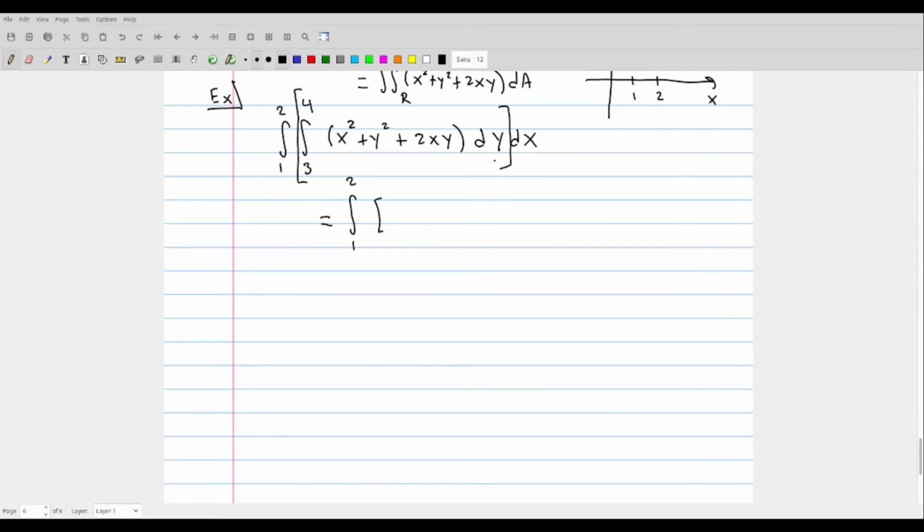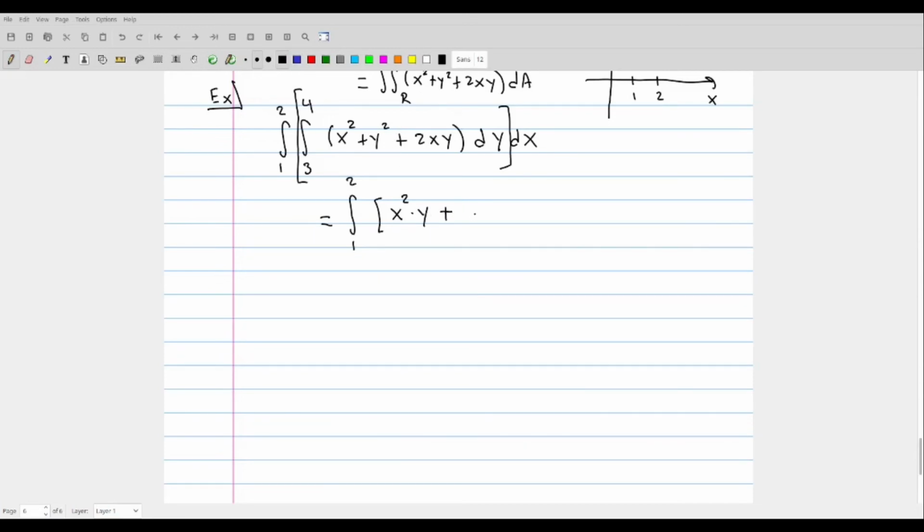The inner integral is similar to doing the partial derivative. When we're doing the inner integral with respect to y, and we're searching for the antiderivative of this function with respect to y, we treat x as constant and proceed to take the antiderivative. So if x squared is constant with respect to y, the antiderivative of it is going to be x squared times y.